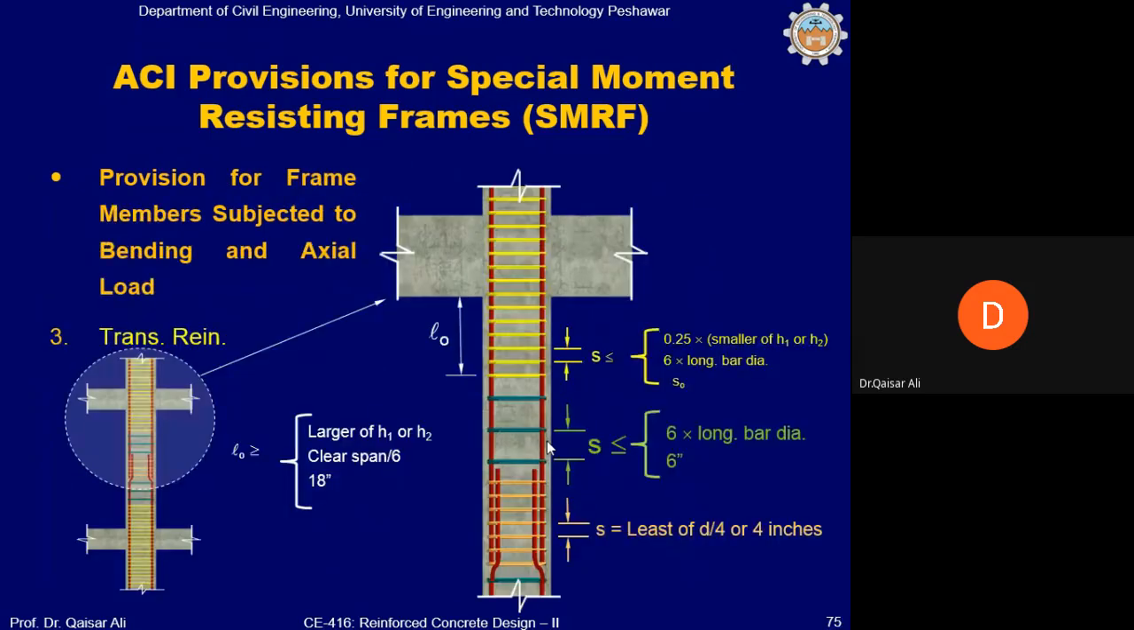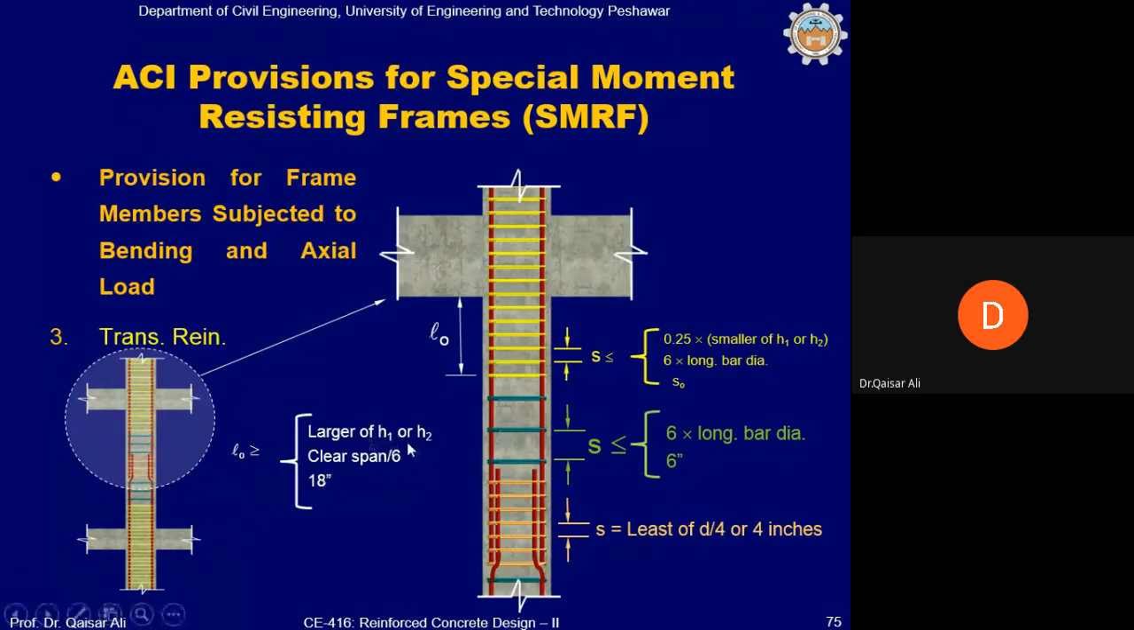Okay, then on the ends of the column, or beam-column connection, within the column, you have seen that within the beam there were restrictions for transverse reinforcement. In the same manner, within the column up to a length of L0. L0 has been defined by the larger of H1 or H2, clear span divided by 6, or 18 inch.